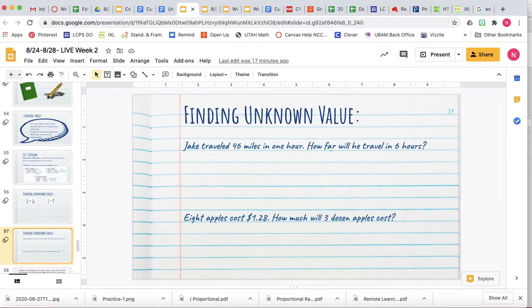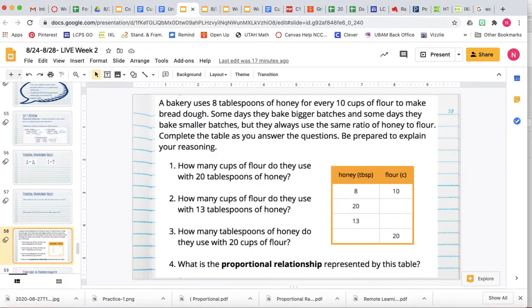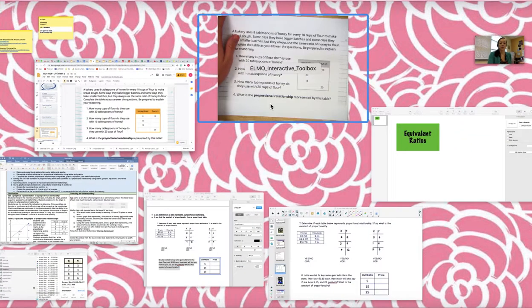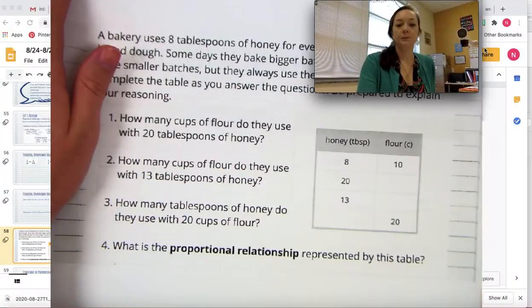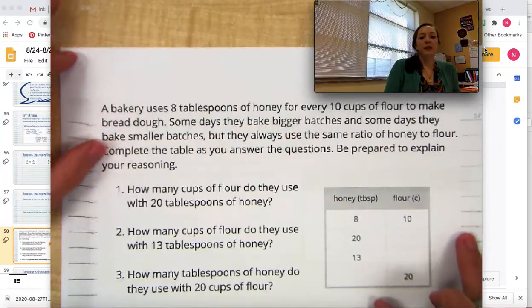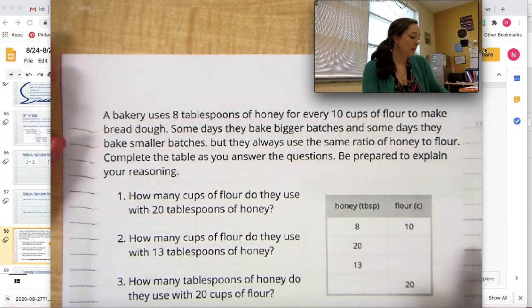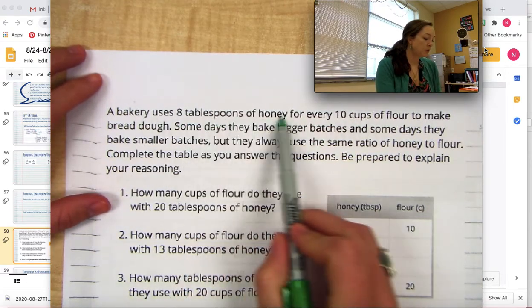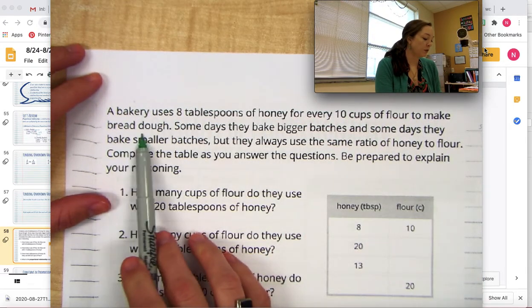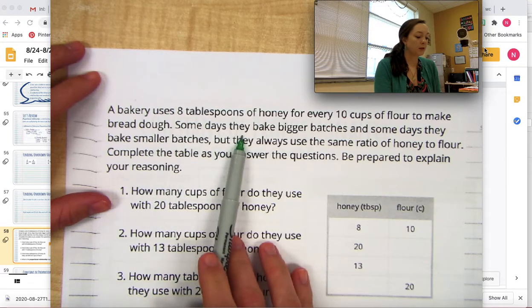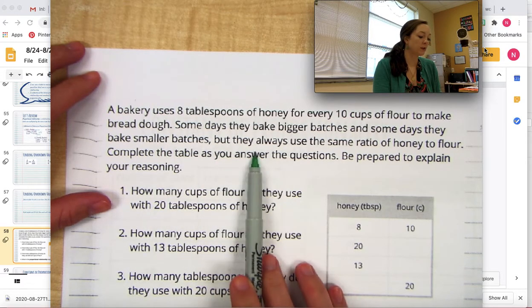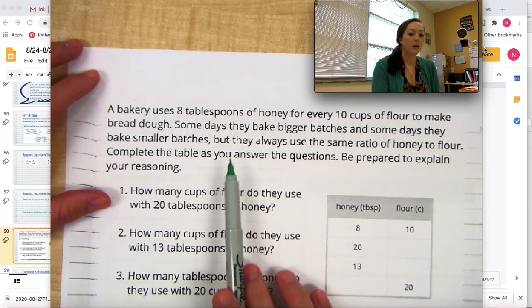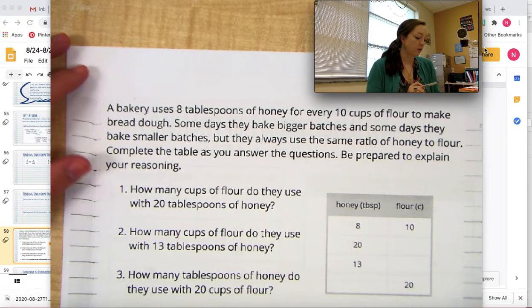So let's move on to constant of proportionality, okay? So, all right, so we have a bakery, and they're going to use 8 tablespoons of honey for every 10 cups of flour to make bread dough. Some days they make bigger, some days they make smaller batches, but they always use the same ratio. We're going to complete this table and answer these questions.